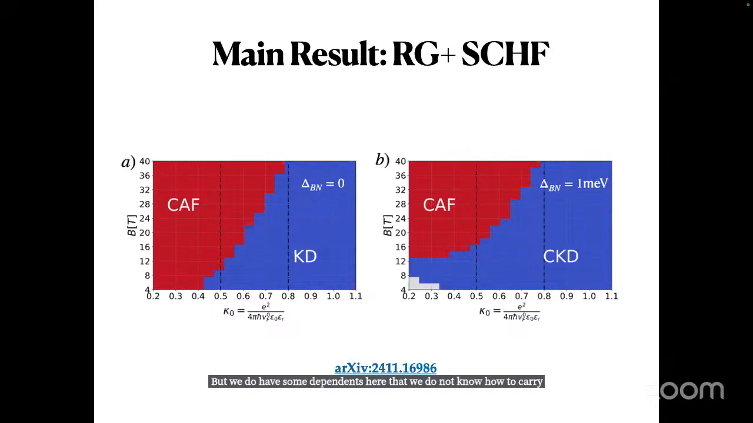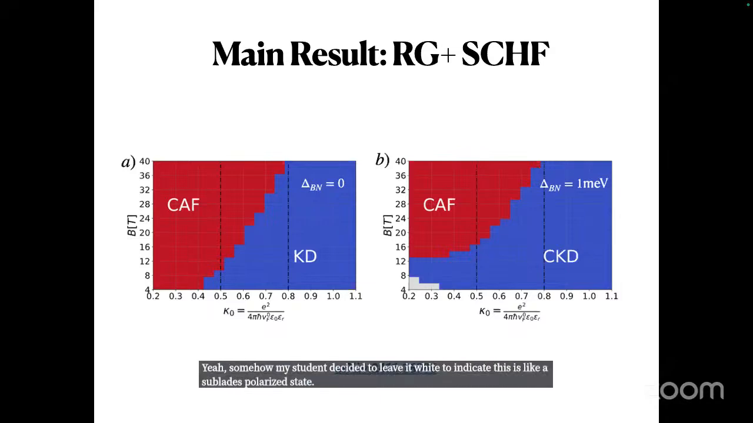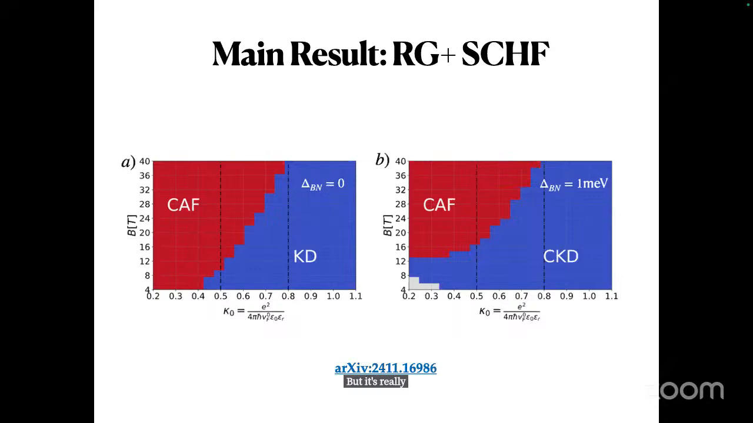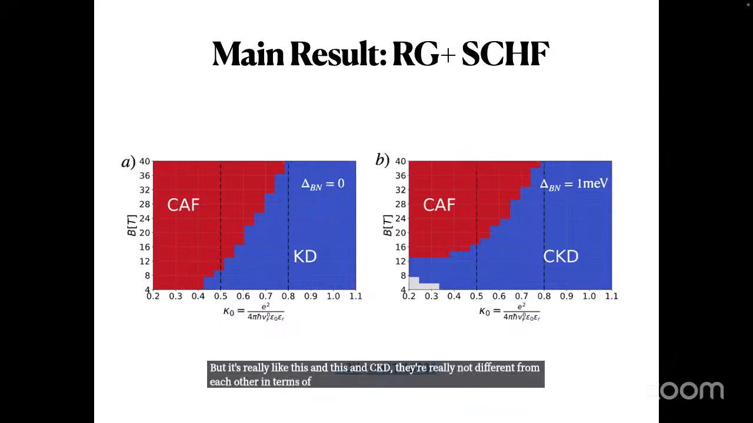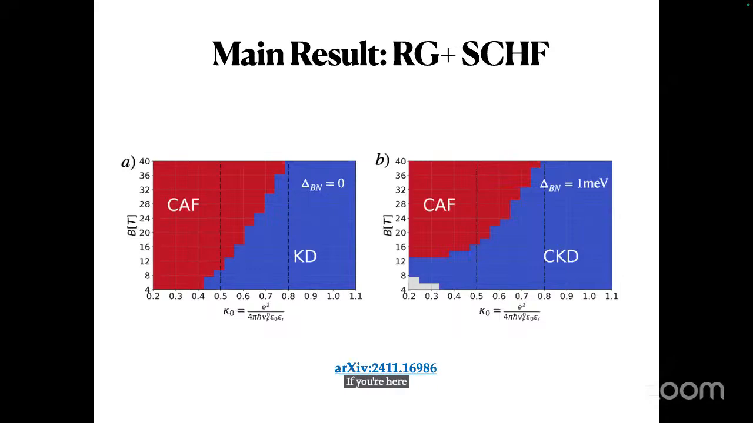So if you take a weak magnetic field around 4 Tesla and Landau-level mixing around 0.2, what is the phase here for the Y direction? Somehow my student decided to leave it white to indicate this is a sublattice polarized state. But this and CKD are really not different from each other in terms of order parameter class. If you're here, basically all the electrons are polarized on a given sublattice.